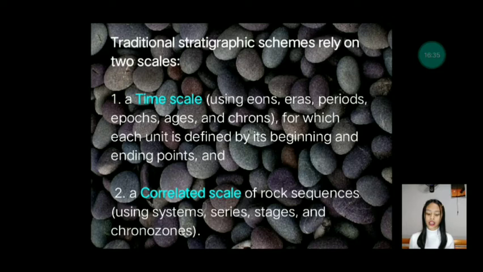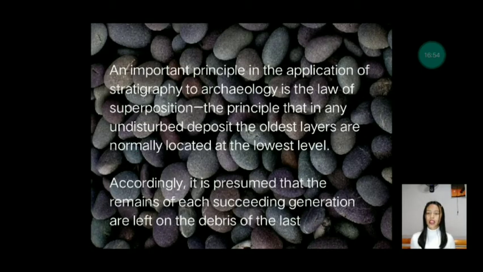Because oil and natural gas almost always occur in stratified sedimentary rocks, the process of locating petroleum reservoir traps has been facilitated significantly by the use of stratigraphic concepts and data. An important principle in the application of stratigraphy to archaeology is the law of superposition, the principle that in any undisturbed deposition, the oldest layers are normally located at the lowest level. Accordingly, it is presumed that the remains of each succeeding generation are left on the debris of the last.